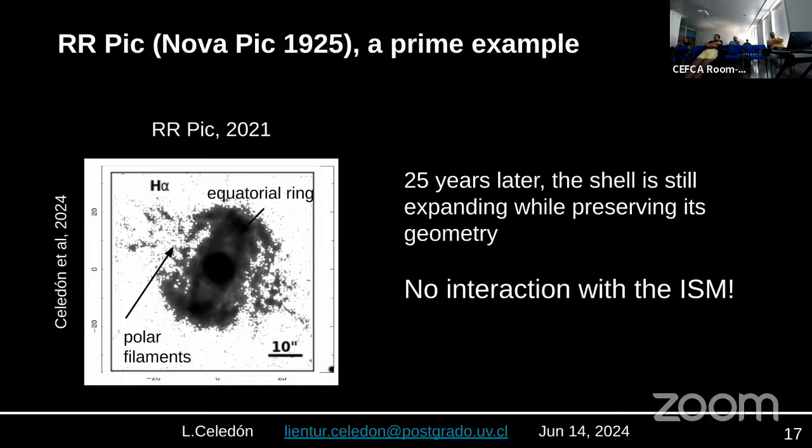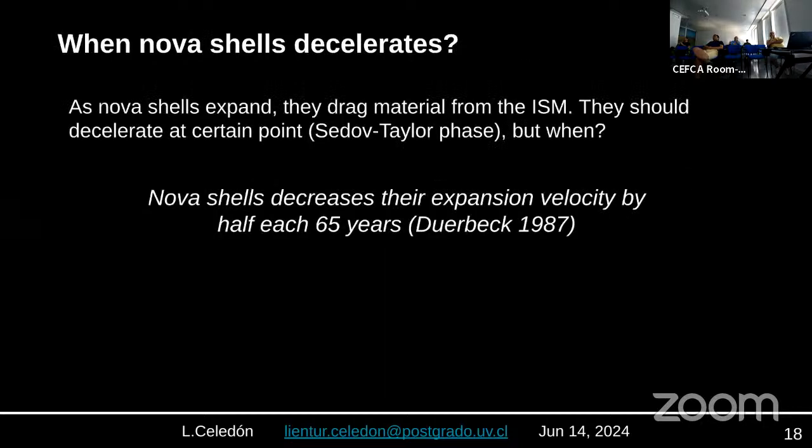The quadrilateral ring is present. We found this cloudy structure related to the quadrilateral ring, and the polar filaments that are leaving the system. For us it was a surprise that the system didn't show evidence of interaction with the ISM, because it's almost 100 years old. For many years it was stated that the nova shell decelerates, with the expansion velocity halving each 65 years. This was stated by Duerbeck in 1987.